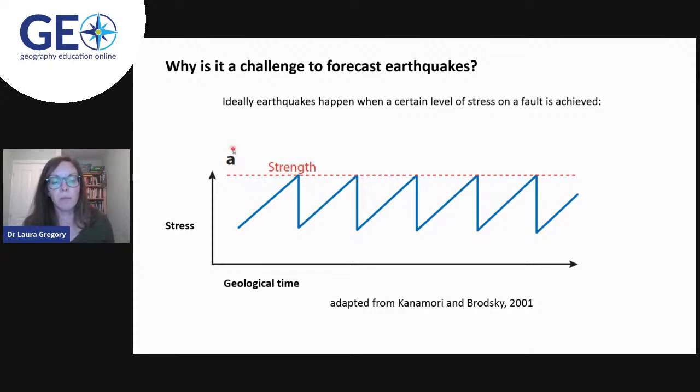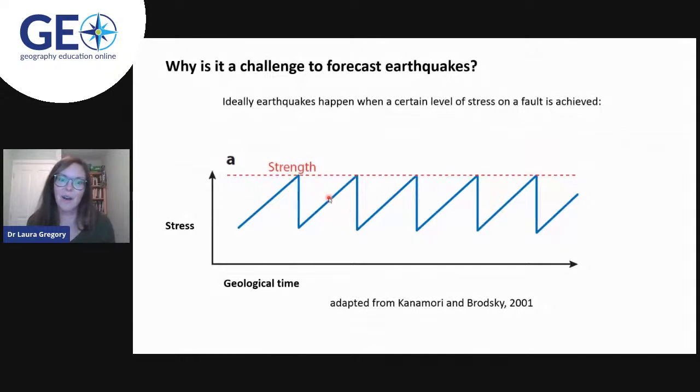We might know some threshold that the fault might reach, and then we say, okay, it's due for an earthquake. So that's why you might have heard, like in California, they often say they're due for the big one, because it's been a long time since the last earthquake happened on that fault. And so a lot of stress has built up, and we might expect to be close to this threshold.